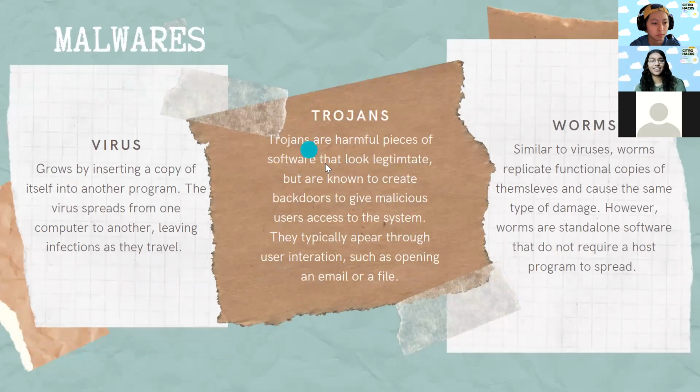All right, so there are several types of cyber attacks and cyber events, and the main part is malware. There are actually 3 different types of malware that we associate with today, although there are several subcategories. The first of which are viruses. Viruses grow by inserting a copy of themselves into another program, and the virus spreads from one computer to another, leaving infections as they travel.